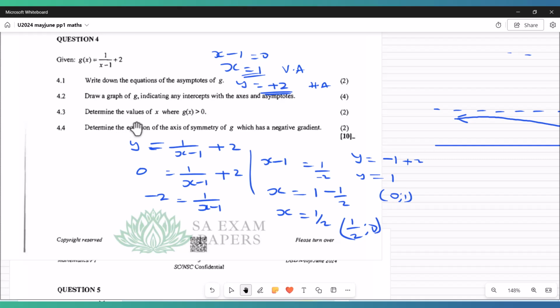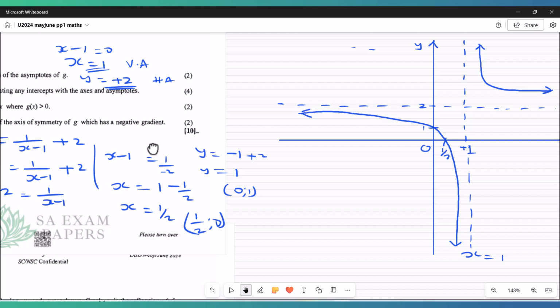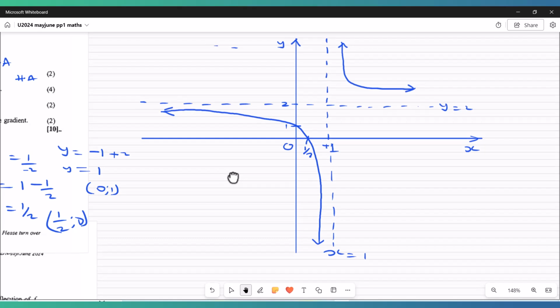Determine the values of x when g of x is greater than 0. Now this is our g of x here. Where is it greater than 0? This line here is y, or you can call it g of x equals 0. Above 0 it means it must be above the x-axis. So this is the portion that is above 0. It means all the x values which are less than a half, that's what I'm looking for.